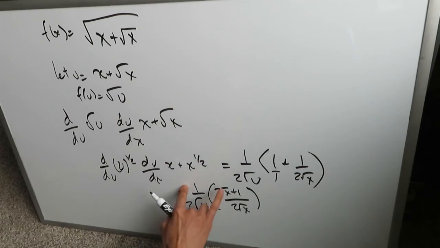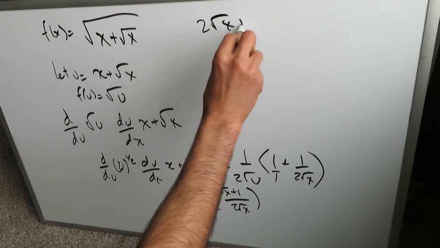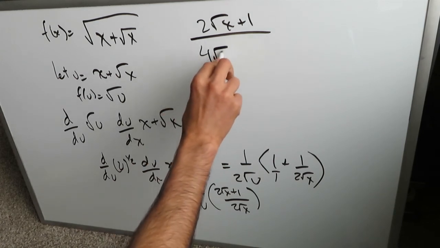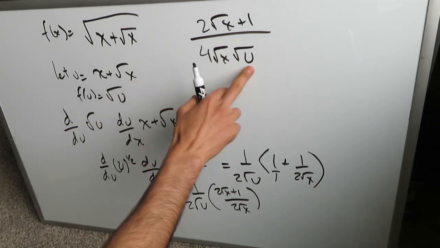We're going to multiply the numerator with the numerator and the denominator with the denominator. On the top, we'll get 2 root x plus 1. In the denominator, we'll get 2 times 2. The coefficient of these radicals coming together is a 4. Then you'll have a root x and a root u. But you gotta resubstitute this u value over here.